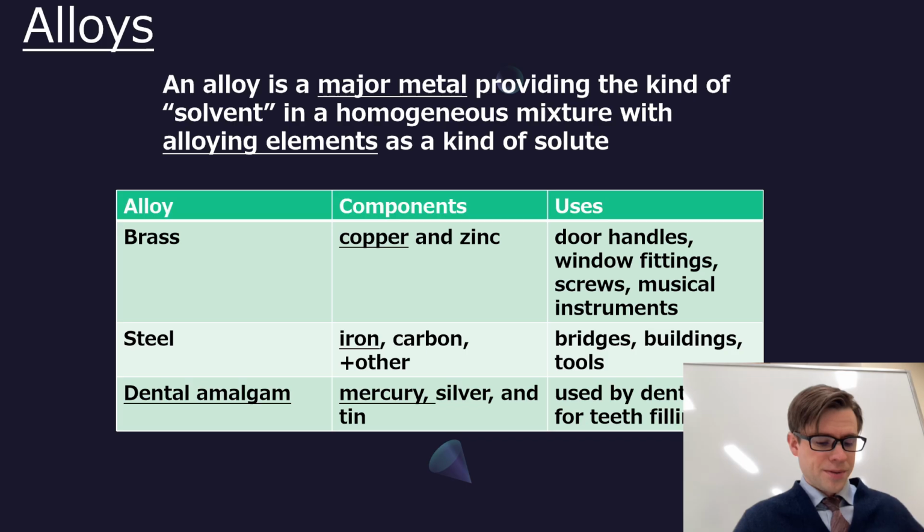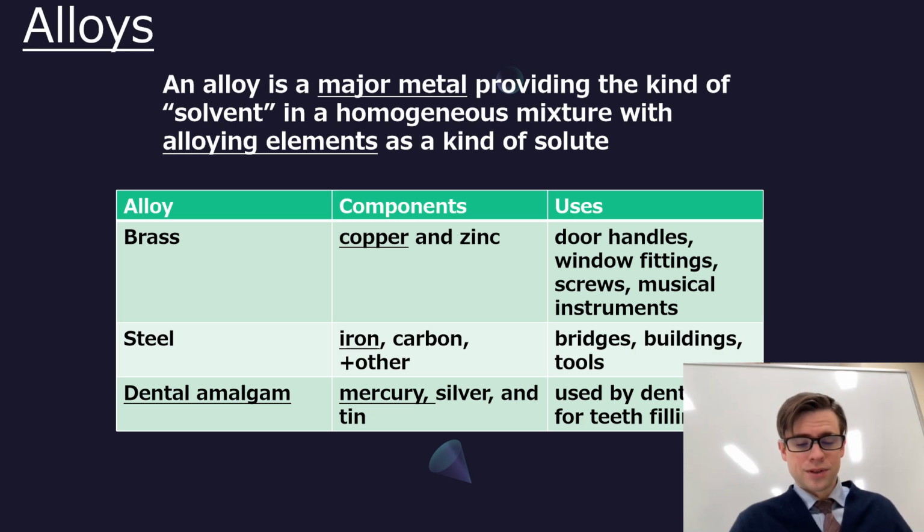So an alloy is a major metal, the main thing, providing the kind of solvent. You can think of alloys as a solution of two metals, the solvent with a homogeneous mixture and alloying elements as the solutes. Some examples here: brass. Main thing is copper. Added to it will be zinc. You can find this in some door handles, window fittings, screws, musical instruments, quite a few different things.